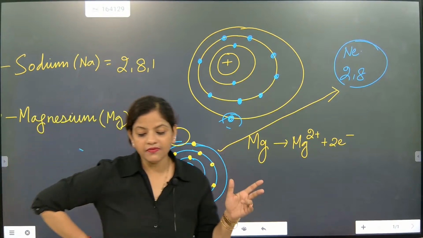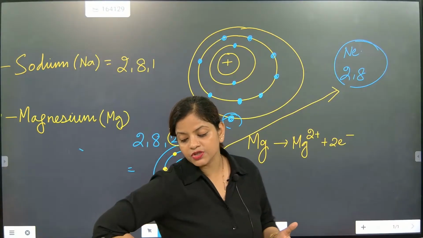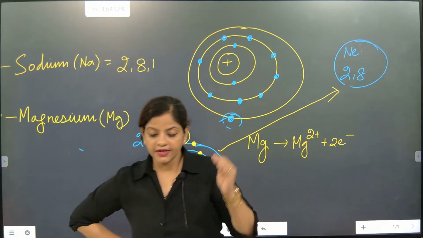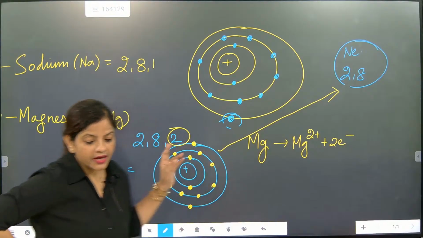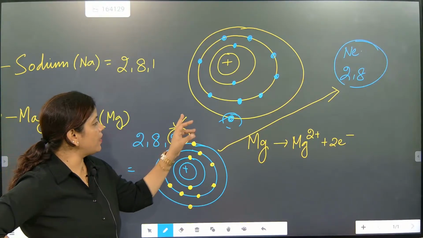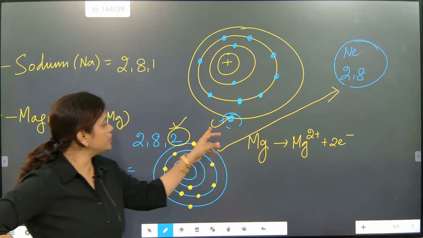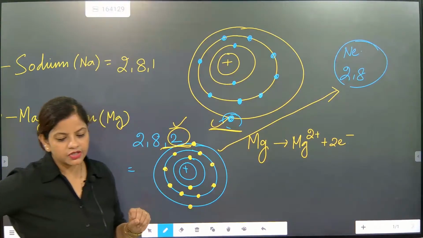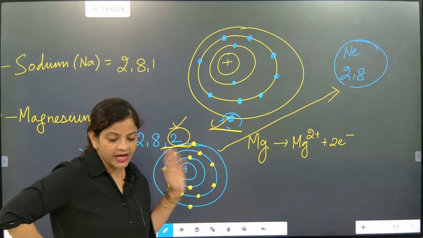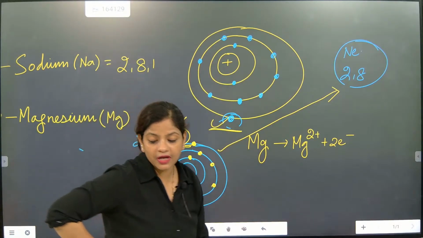I hope you have understood. If somebody asks when they attain the nearest noble gas configuration, they attain it after giving away 1 electron or 2 electrons. Once they release these electrons, they gain the nearest noble gas configuration and become stable.